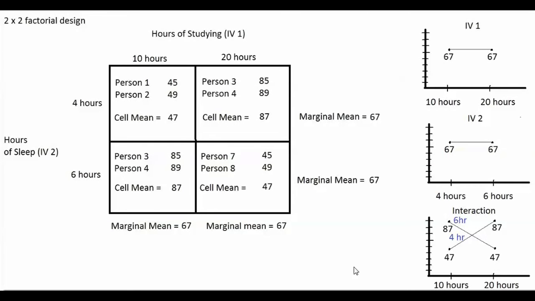This is a special type of interaction because the effect of IV1 in the first row and the effect of IV1 in the second row cancel each other out, and there ends up being no main effect of IV1 down here. And the effect of IV2 in the first column and the effect of IV2 in the second column also cancel each other out, and there ends up being no main effect of IV2 over here. Sometimes this is called an antagonistic interaction because the two main effects are both canceled out, and there ends up being no main effect of IV1 and no main effect of IV2.